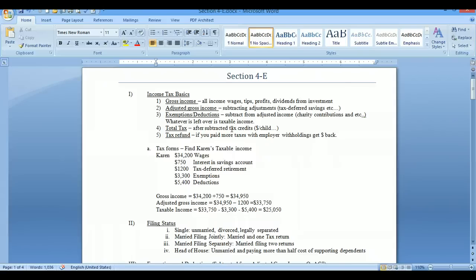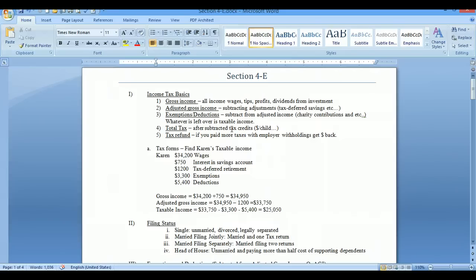And tax refund, this is if you pay more in your taxes with your employer withholdings, then you can get some money back. All right. The first one is tax forms. We're going to find Karen's taxable income.